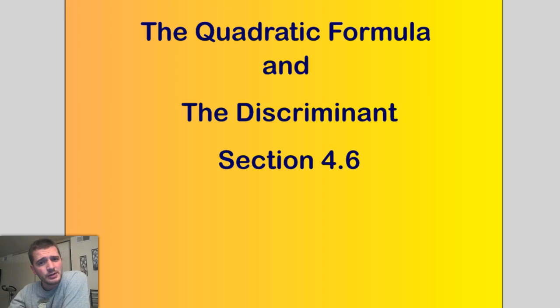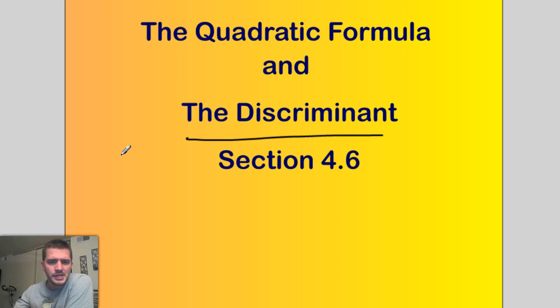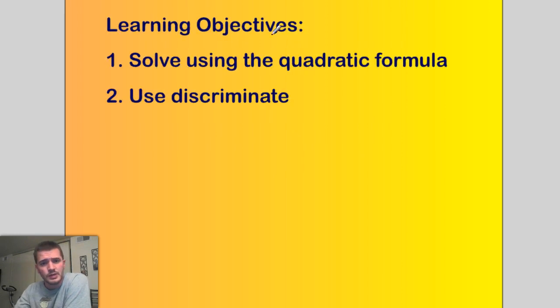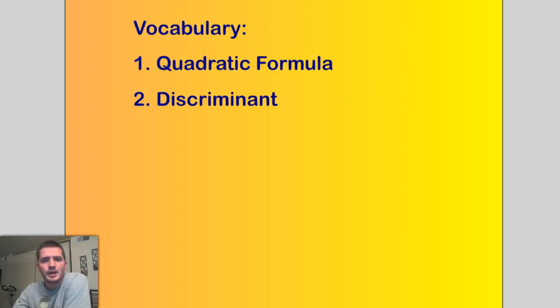We're going to talk about the quadratic formula and something you've probably never heard before. Again, this is called the discriminant, and we'll talk about it in depth today. You've learned the quadratic formula before, so we're going to do a bunch of examples just to get you back into the swing of things, and I'll introduce you to the discriminant as well. A couple learning objectives: solve using the quadratic formula, and then we'll be able to use the discriminant at the end of this video. So let's get to it.